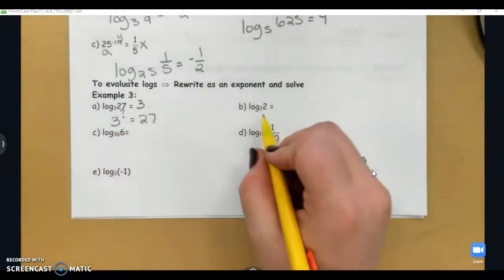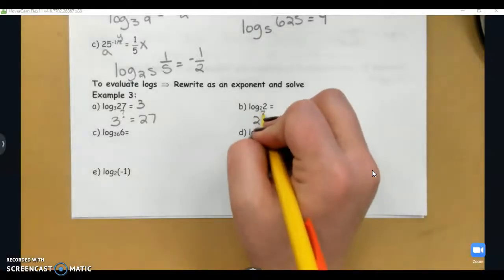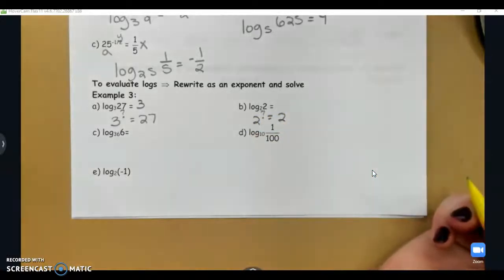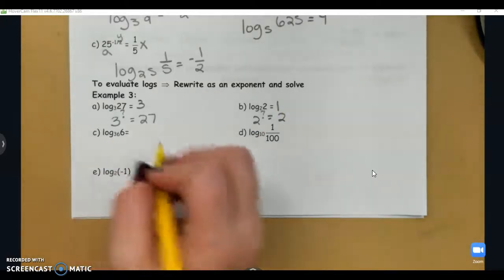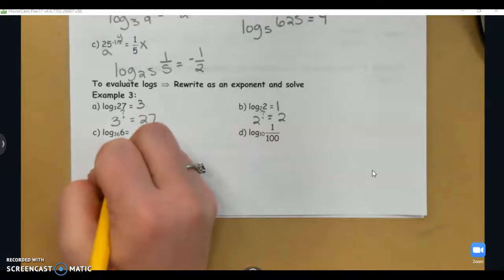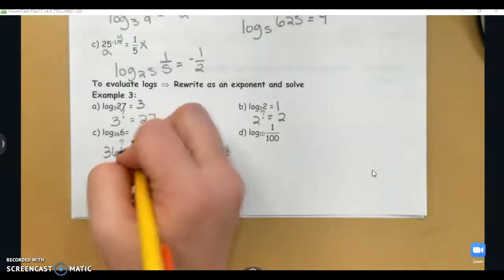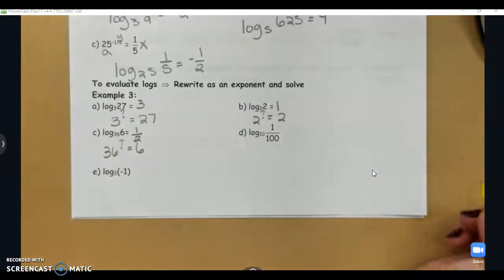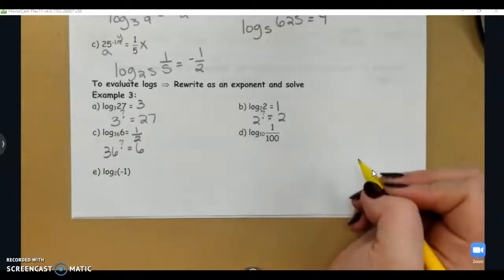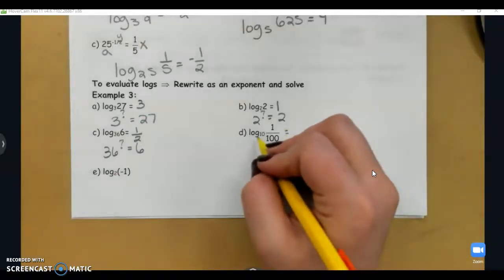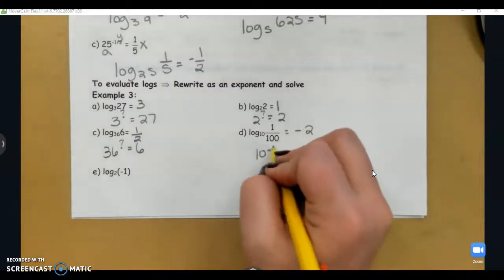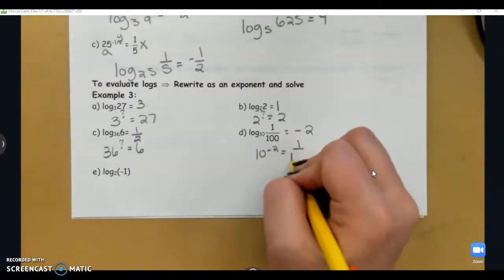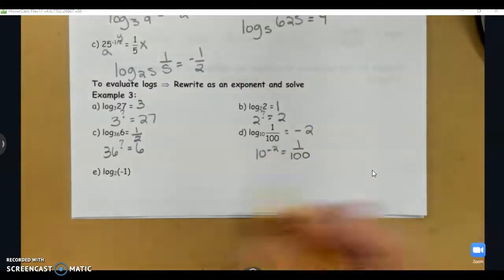Okay. Log base 2 of 2. So 2 to some power equals 2. Well, that would be 2 to the 1st power. So log base 2 of 2 is 1. Log base 36 of 6. 36 to some exponent equals 6. Well, that would be the 1/2 power, or square root. Log base 10 of 1 over 100, that would be negative 2 because 10 to the negative 2 power is what gives you 1 over 100.